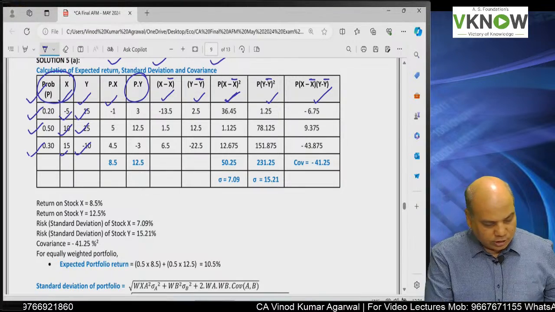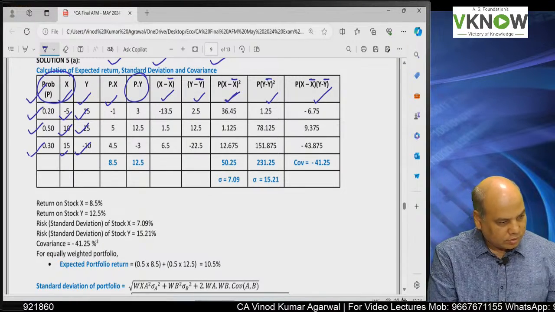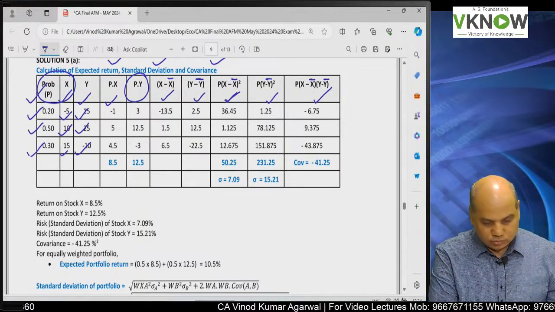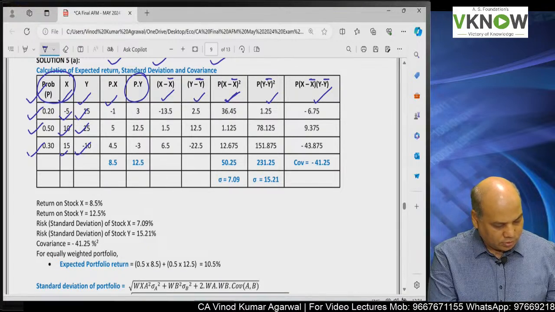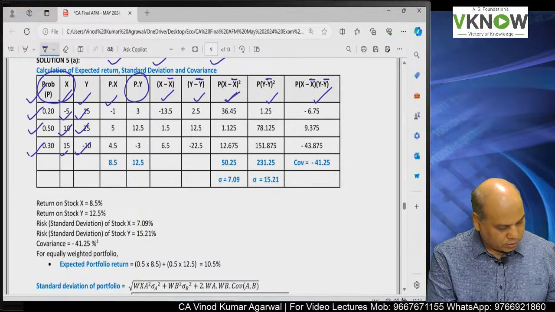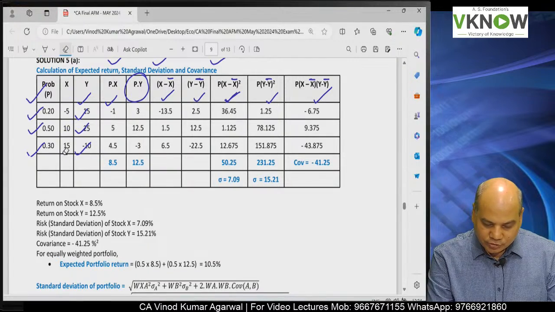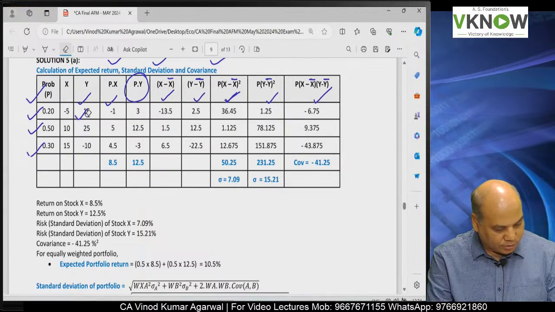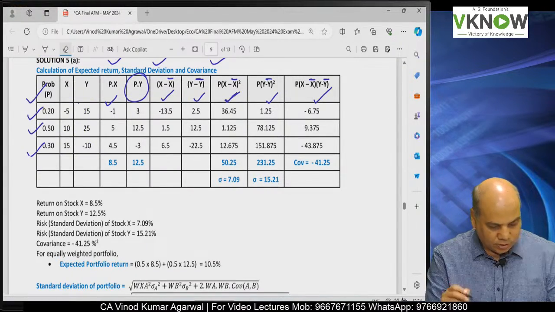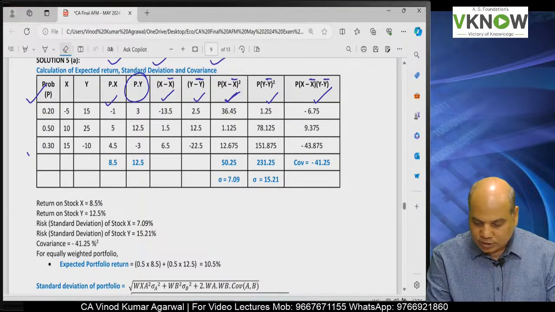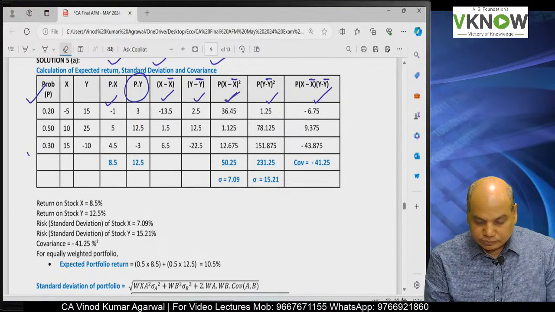Just let me check whether I have typed the correct number. One second. This is the original paper I have. Yes, I am right. Sometimes I am also right. So minus 5, 10, 15 and 15, 25 minus 10. If this is right, then I think my calculation is right.